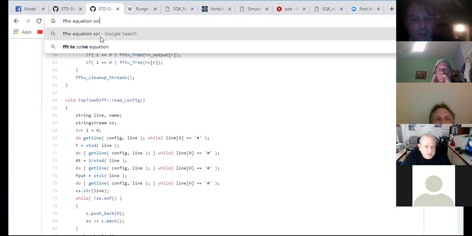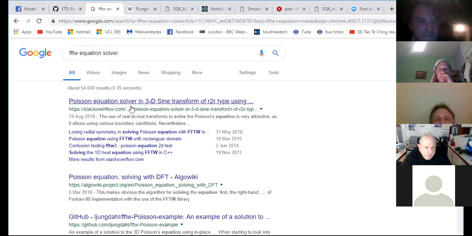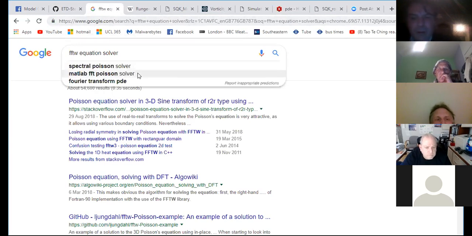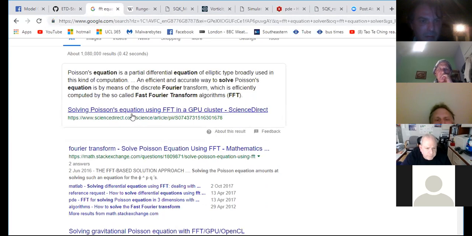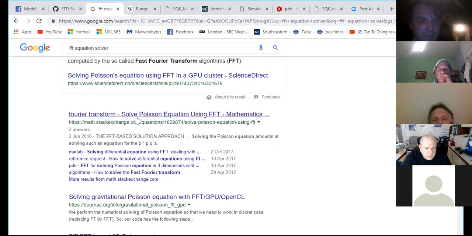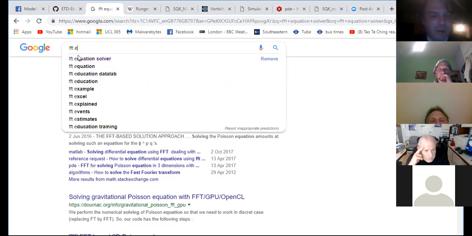That's the name he uses. I'm sure if you look under fast Fourier transform, FFTW is just the name of the library. So take away the W if you want to see. Solving equations. If you search on exponential time difference, you will get what he based his code on. FFT exponential. That's why it's called ETD.